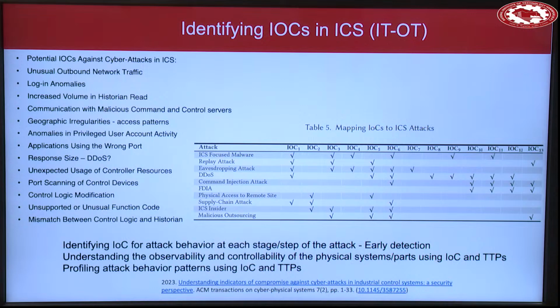Geographical irregularities, access pattern anomalies, anomalies in privileged user account activities. Somebody is trying to use something they are not authorized to, or they have access but from different locations. For example, if I'm logging into my device from here, I get a notification that it seems to be a different location, you're not in the UK. It asks, are you the right person who was accessing it from a different location? If yes, it's fine. If no, then reset it, click on this link. So they send email alerts to us.